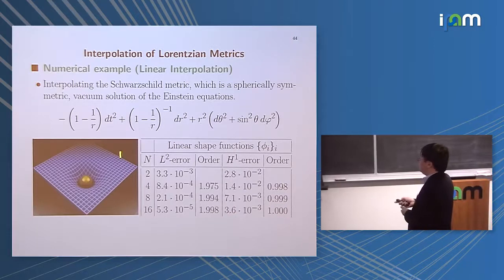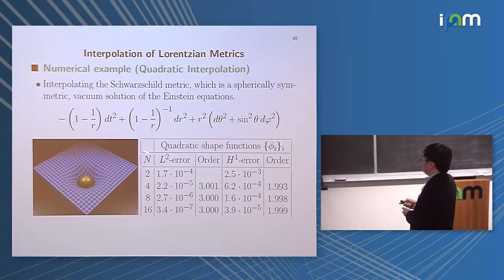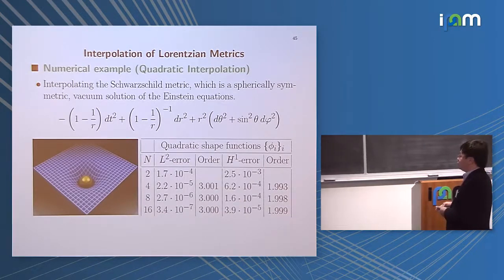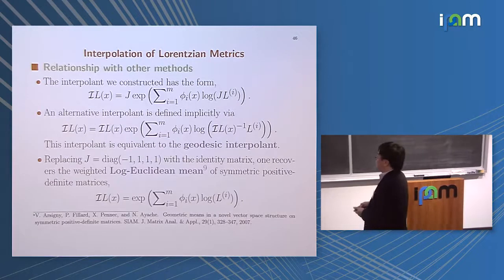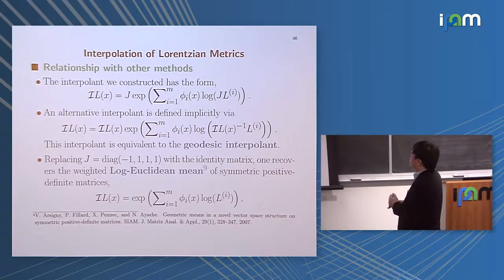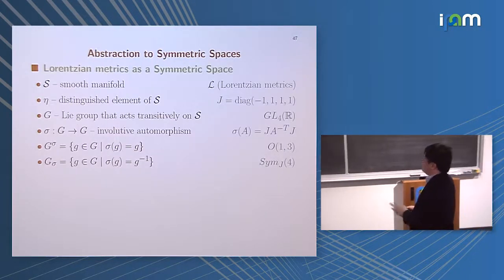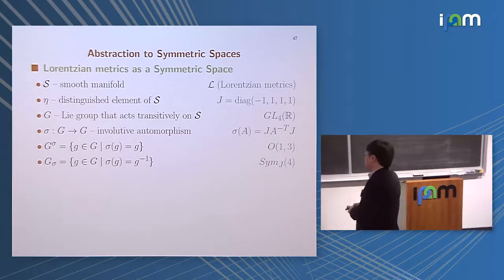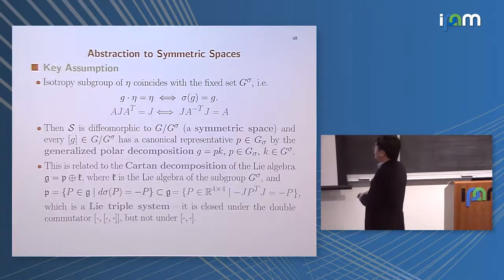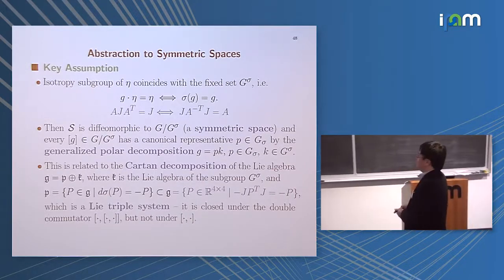If you have underlying linear shape functions, and if you push up to quadratic shape functions, it has the higher rate of convergence which you expect it to have, in both L2 and H1. So I'm going to skip this part here, and let me just briefly say that you can extend all these ideas to more general symmetric spaces, and it has applications to a bunch of other interpolation problems.